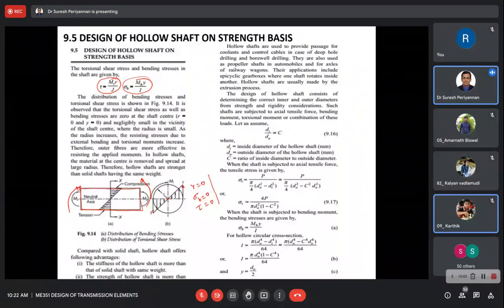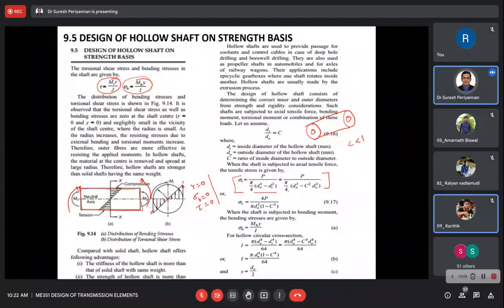All right. Now I come to this derivation. We are considering the hollow shaft, with inner diameter di and outer diameter d naught. Now di by d naught is equal to c, and the c value is less than 1. Now come to this: this is a direct tensile force. The tensile stress sigma d is equal to P divided by pi by 4 d squared, force by area.